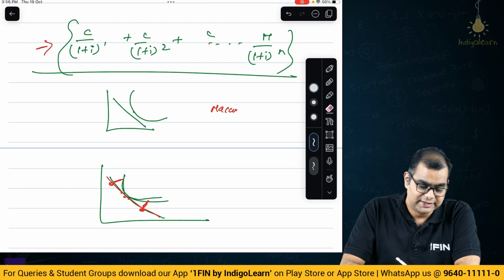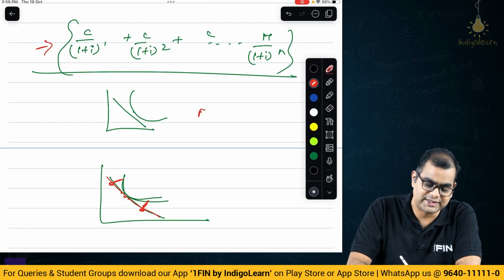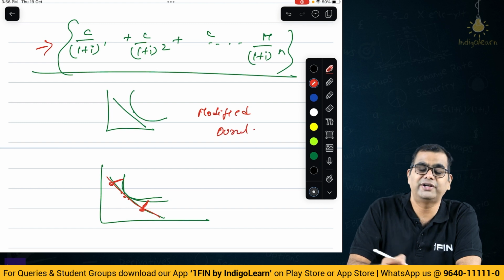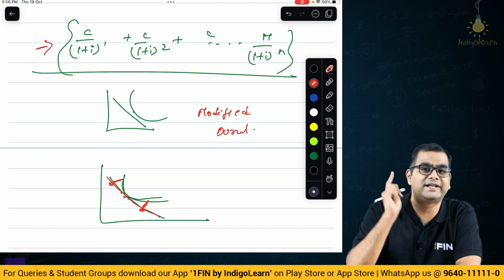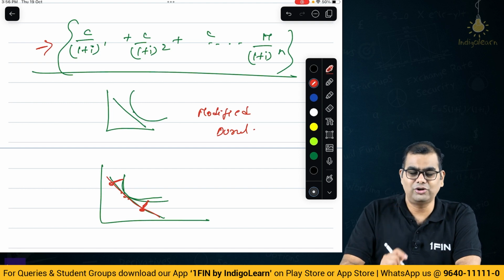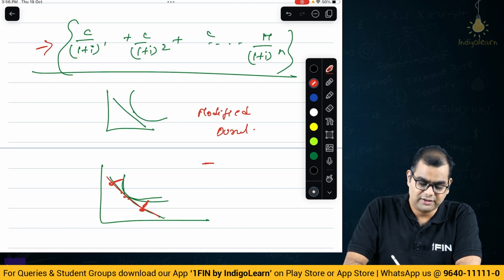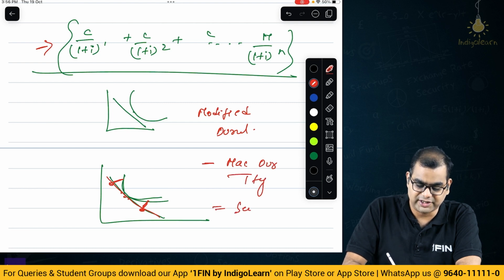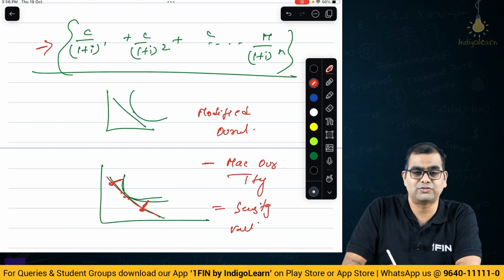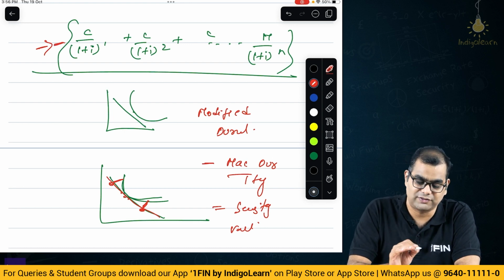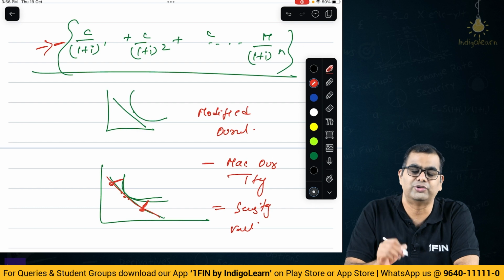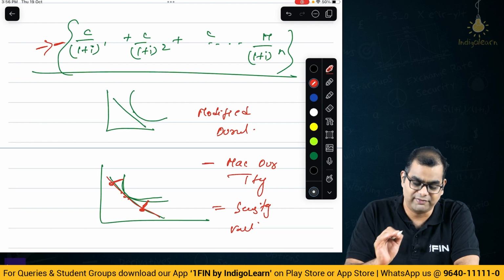So, what happens? When you do this particular differentiation, you are basically getting modified duration. If you remember the formula, what did I tell you? Modified duration is the change in the price of the bond for a percentage change in the interest rate. Correct. That is what I told you. Modified duration is minus Macaulay duration divided by 1 plus y. That is basically sensitivity. That is basically volatility. This is what I told you. So, when you do this differentiation on the equation which depicts the price of the bond, you basically get this modified duration, which is minus Macaulay duration by 1 plus y.